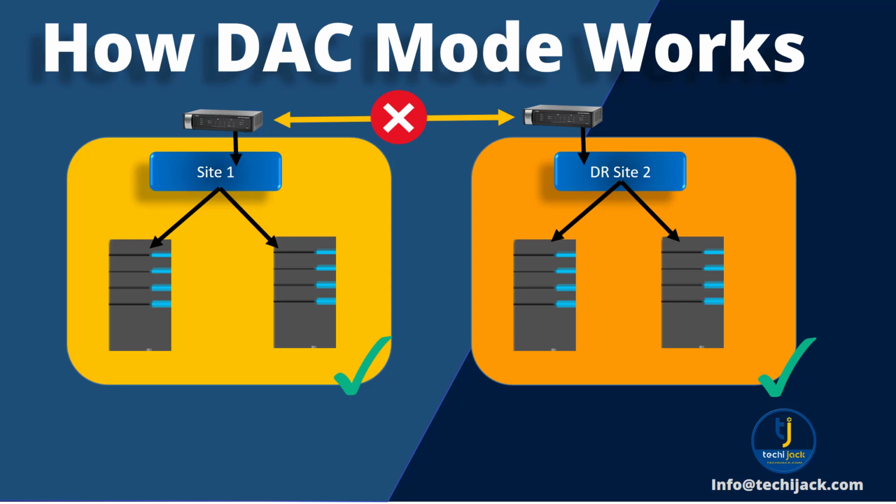It will try to bring its database copies online, and this is a split brain condition. Now you have 2 different copies of the same database mounted on 2 different servers. They will become out of sync and can cause problems. So how does DAC mode work to avoid this condition?